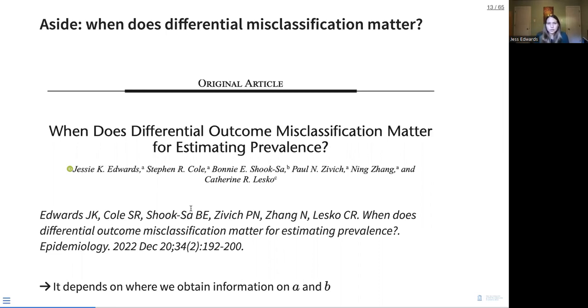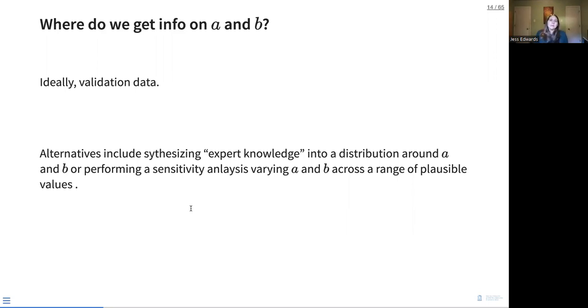So that was part of my rationale for not showing you the big long estimator on the last slide. Okay, but this is really the crux of the issue. Where do we get information on A and B, or sensitivity and specificity? Ideally, although this ideally could be up for debate, in my mind, ideally, you would have validation data collected from the target population.